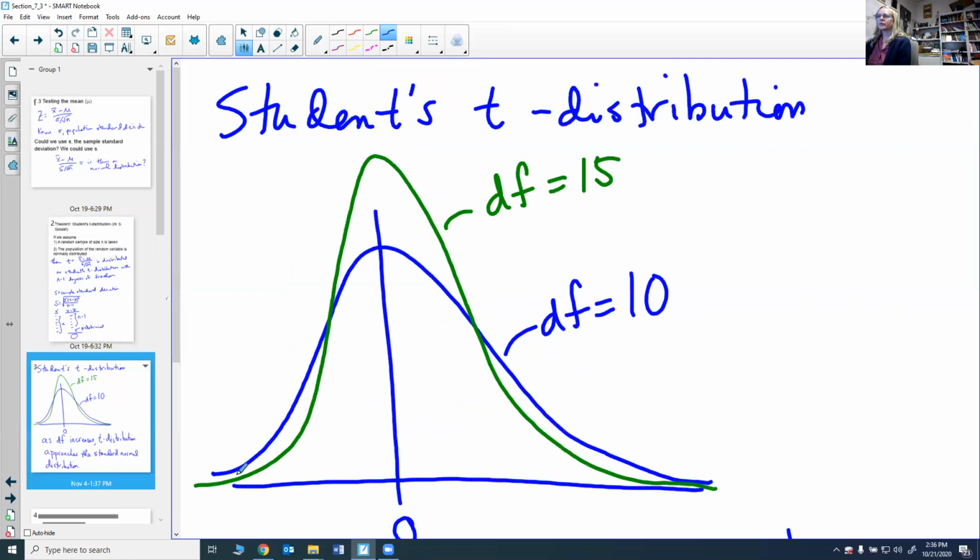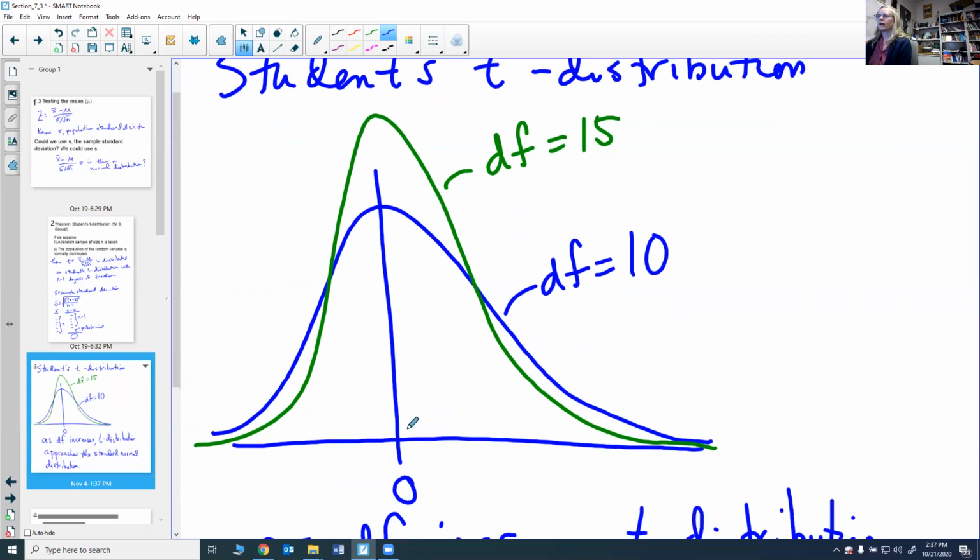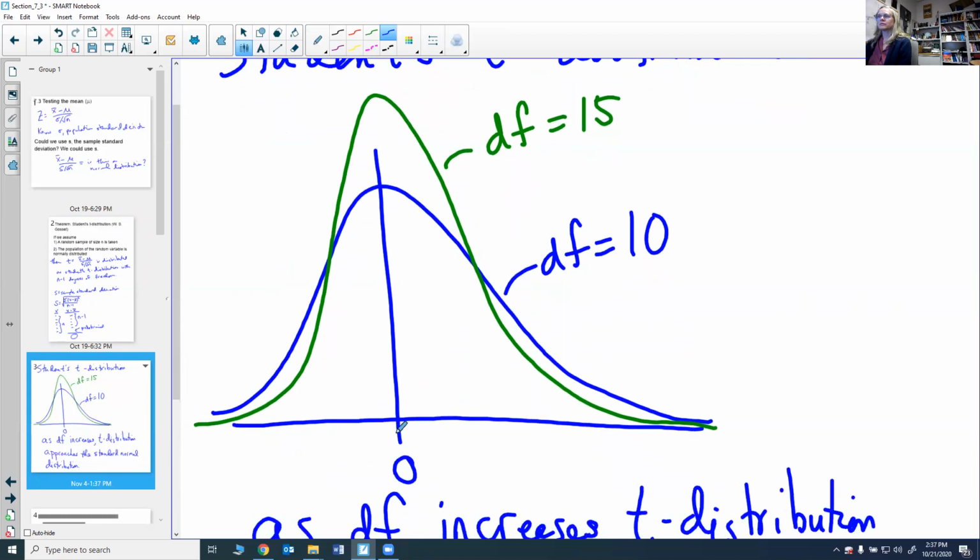The student's T distribution looks a lot like a normal curve. So this is the graph of a degrees of freedom of 10 curve. This is a graph of degrees of freedom of 15. Notice the curve depends on your degrees of freedom. So as your degrees of freedom changes, your curve changes. Notice that as the degrees of freedom increases, you get more of a peaked looking curve than you did before. It is centered at 0, just to let you know.